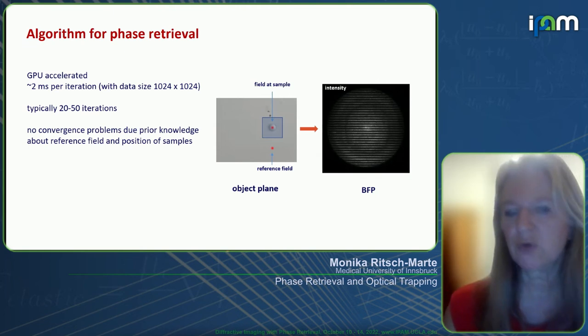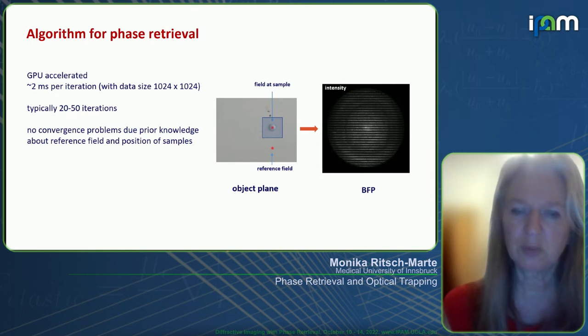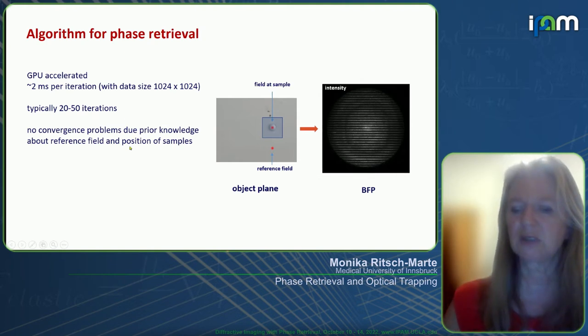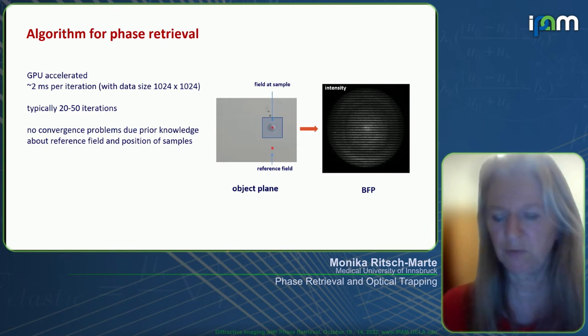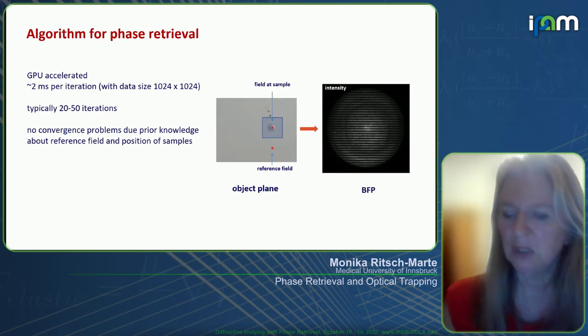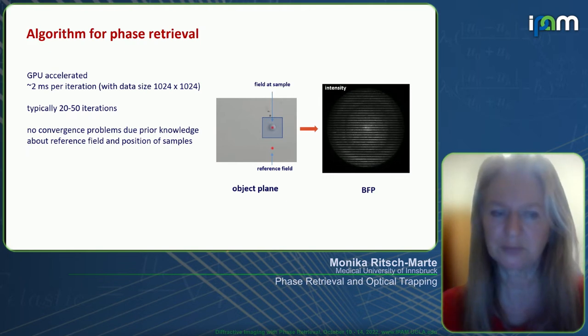We don't really have convergence problems, no cases where the convergence doesn't happen, because we have some prior knowledge about the reference field and the position of the sample, and we can use these as constraints. So we can put in extra constraints if we have a problem with convergence, and this has so far always converged within about 20 to 50 iterations to the right solution. We can exclude problems like a twin mirror image in holography, because we can impose constraints from prior knowledge that we know where things are.